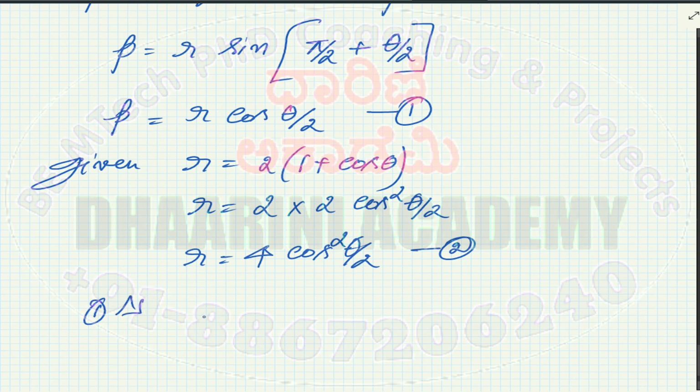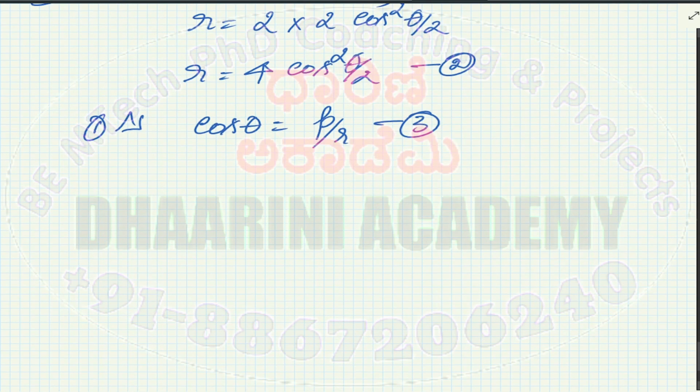I'll try to modify the first equation. Equation 1 says that cos theta by 2 is equal to P by R. This is equation 3. Now what you can do, you can put equation number 3 in equation number 2. Correct? Because I can see a cos square where every cos I can replace as P by R.